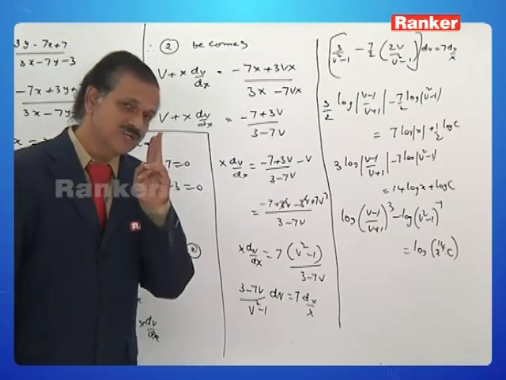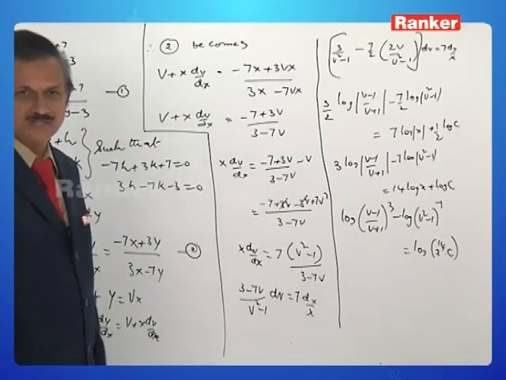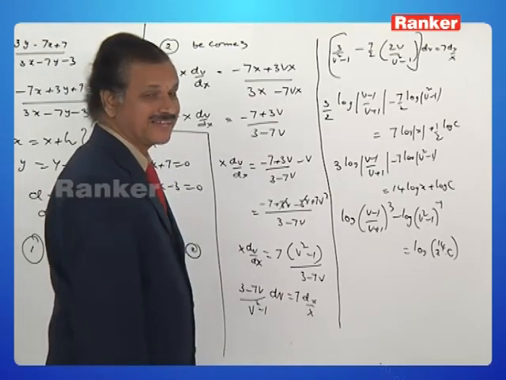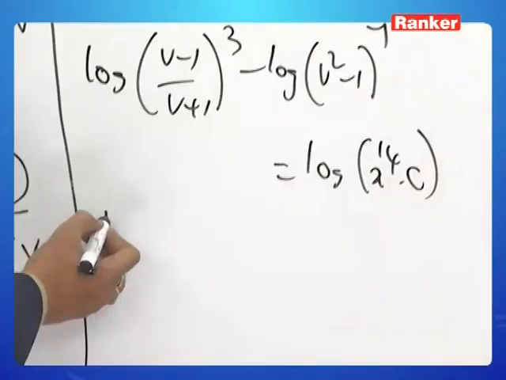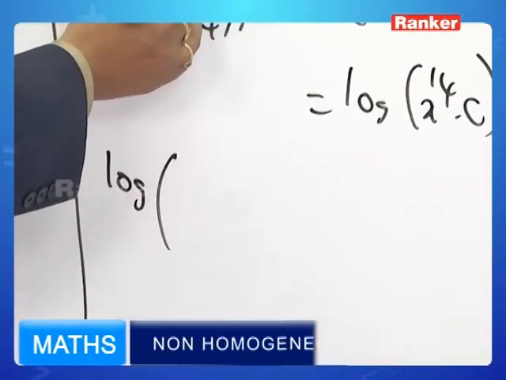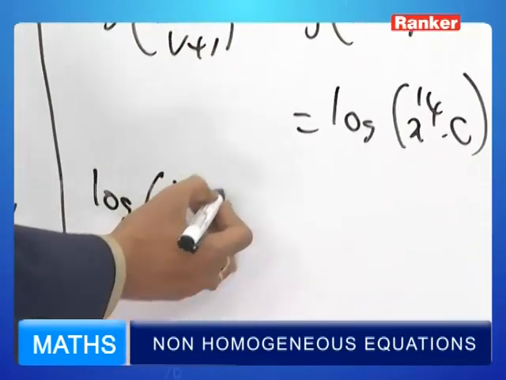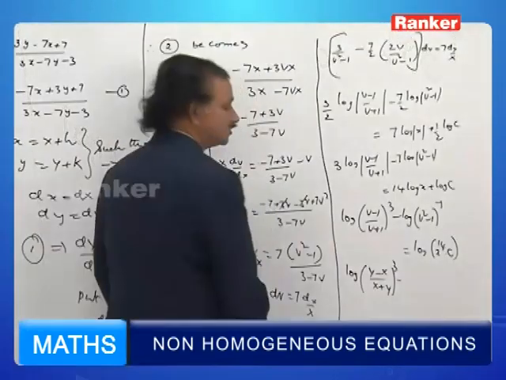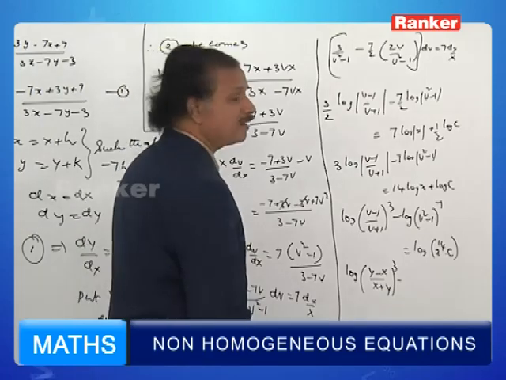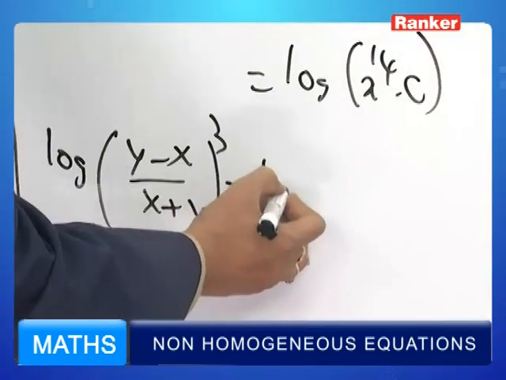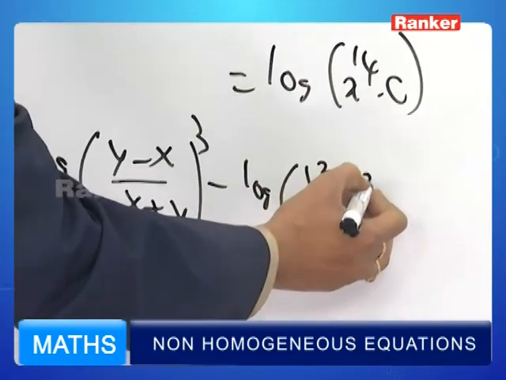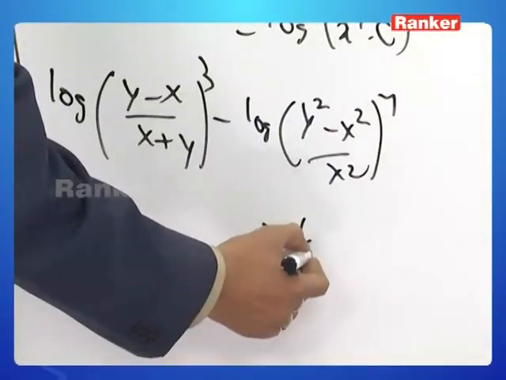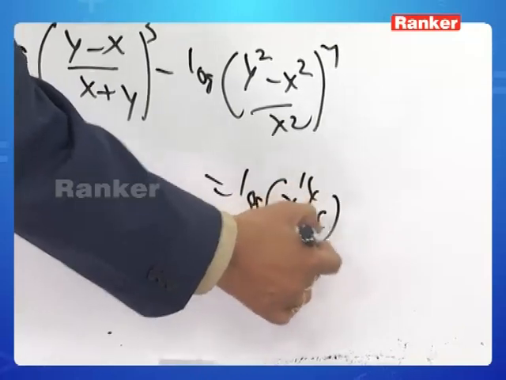Now two types of substitutions still remain. What are they? Number one, in the place of v, you are supposed to have capital Y by capital X, so that it is log of y by x minus 1 by y by x plus 1, that is y minus x by y plus x whole cube, minus y square by x square minus 1. What does it mean? Log of y square minus x square by x square whole to the power of 7 is equal to log of x power 14 into c.